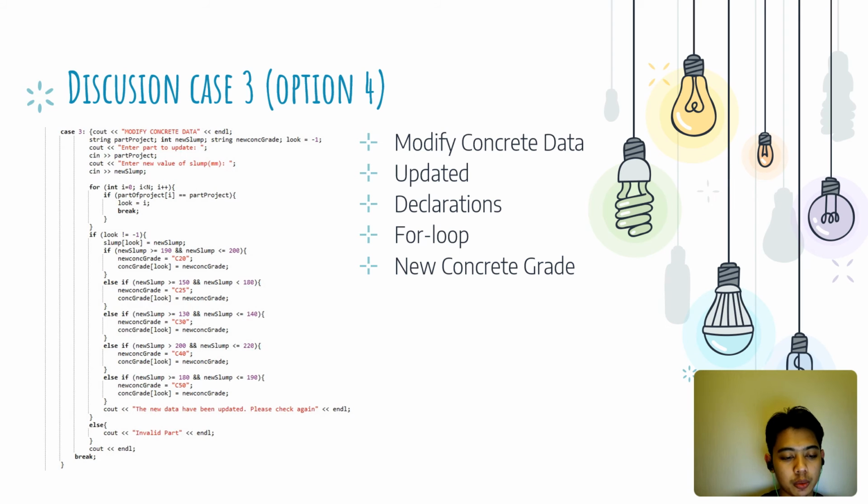Before option 3 goes to a break, once the data is updated, the program will actually display that the new data have been updated, please check again. So if there are some requirements that were not met by the user, the program will actually display invalid part. And the user can also check the updated value by choosing option 2 for the part from the menu to see the new value of the part of project and also the new concrete grade.